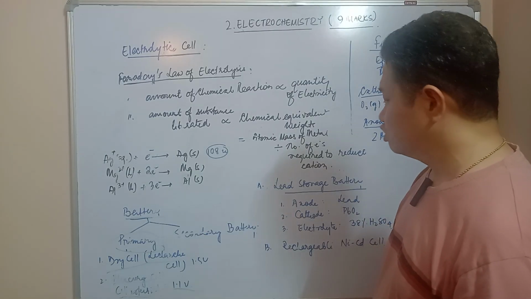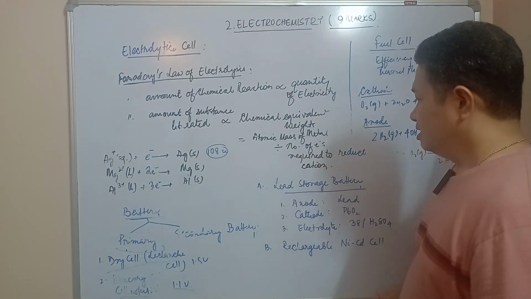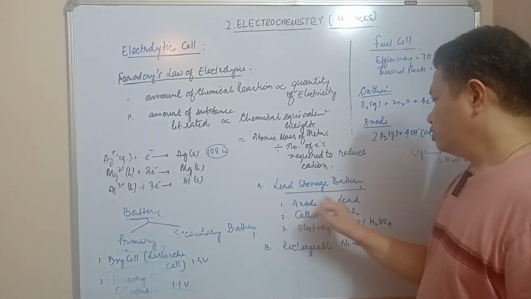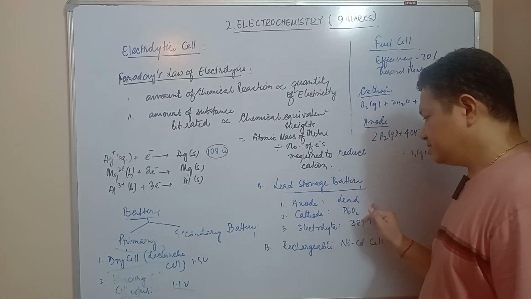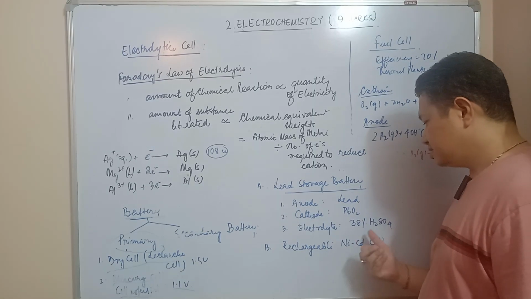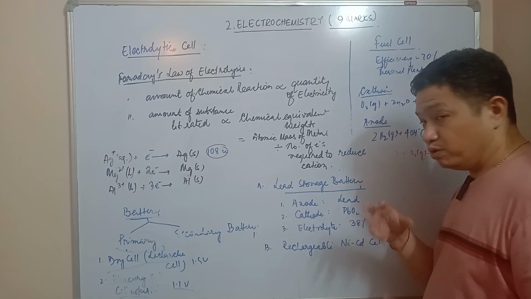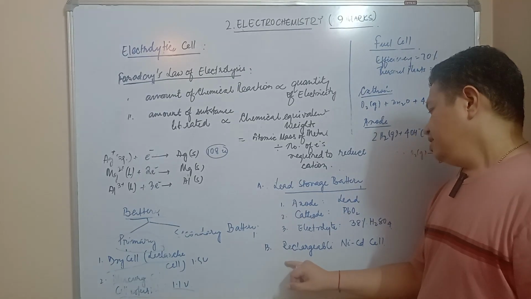The most common example of a secondary battery is the lead storage battery that we use in our cars or in bikes. Here the anode is lead, the cathode is lead dioxide, and the electrolyte used is sulfuric acid. It contains 38% sulfuric acid in water, distilled water that we use.